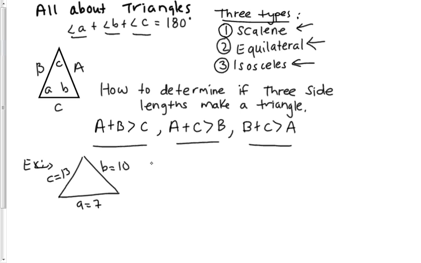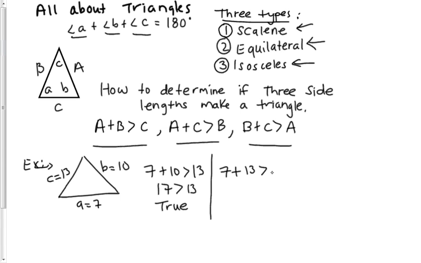So for the first statement, it's A plus B. So 7 plus 10 has to be greater than C, which is 13. Well, 7 plus 10 is 17. That is greater than 13, so that is true. The next, A plus C has to be greater than B. So A is 7 plus C, which is 13, has to be greater than B, which is 10. Well, 7 plus 13 is 20. That is greater than 10, so that is also true.